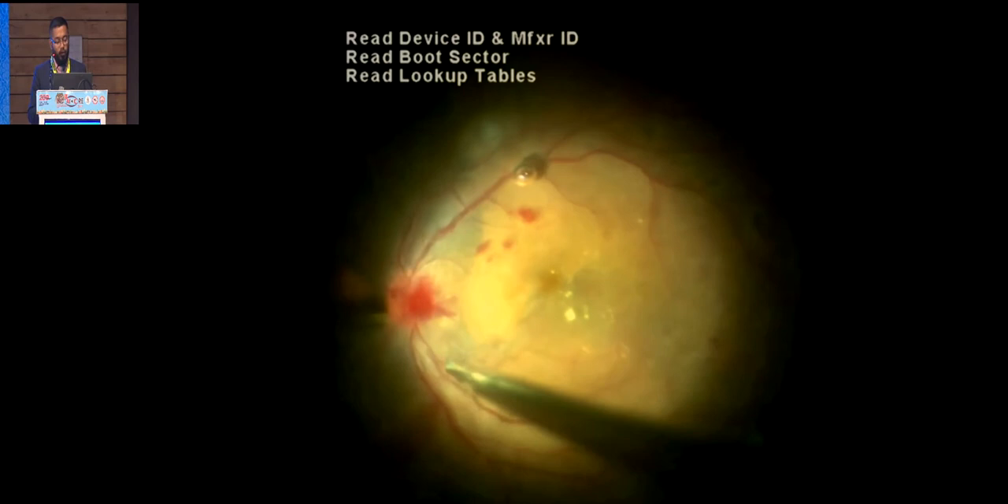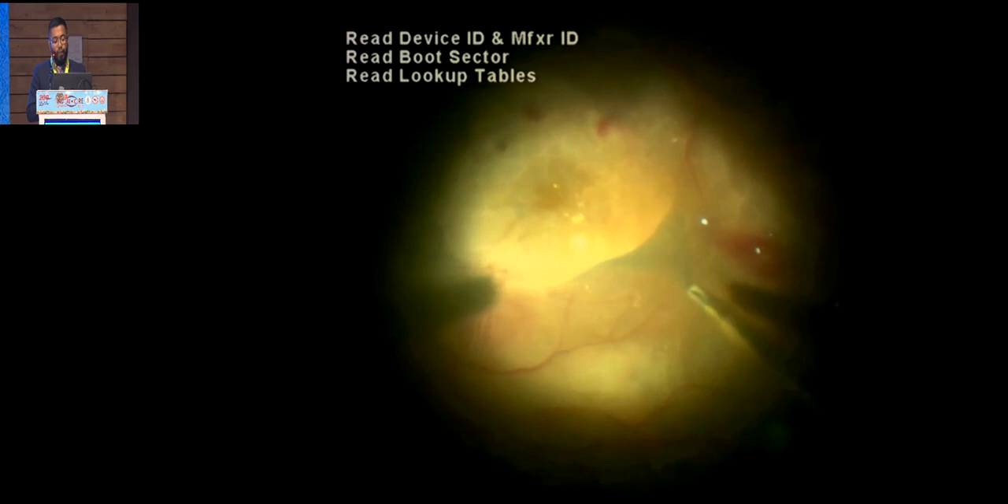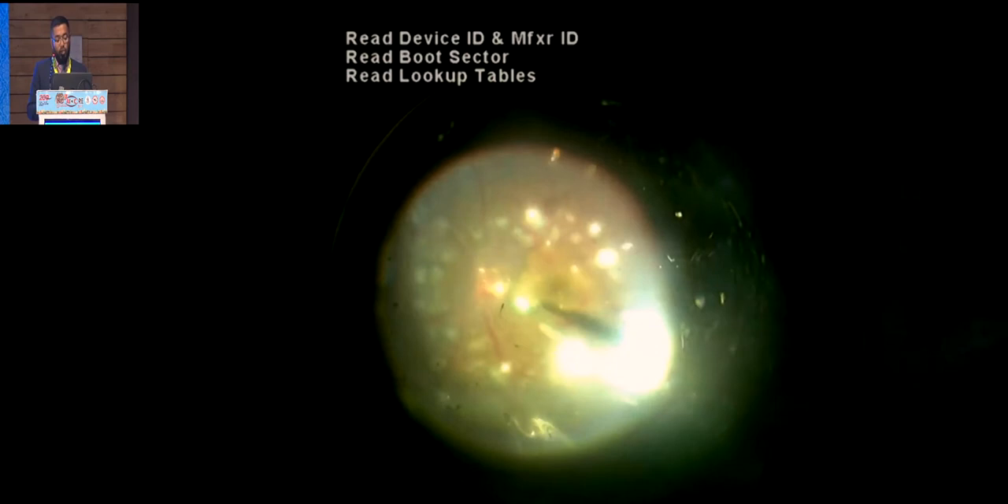So while removing the ILM, we should remain careful not to create any break at the macular region. After removal of the ILM, we go for the panretinal photocoagulation, and we have kept the case under the air support.